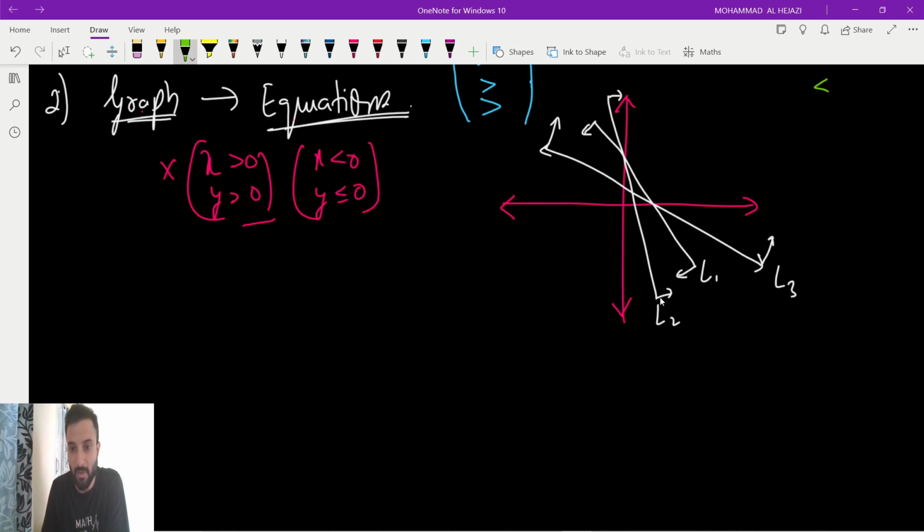Second, this line number 2, or equation number 2, is outwards. Outward means line number 2 should be greater. Line number 3, again you can see it is outwards. Outward means line number 3 also should be greater than. So the equation which has this symbol, that is the answer.